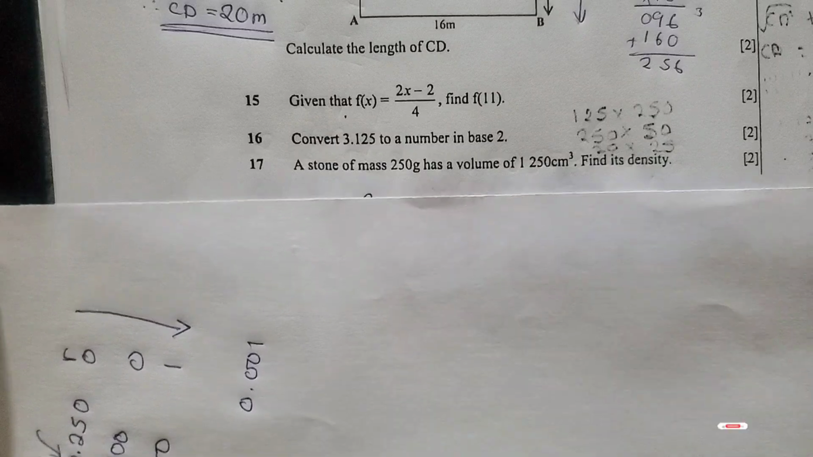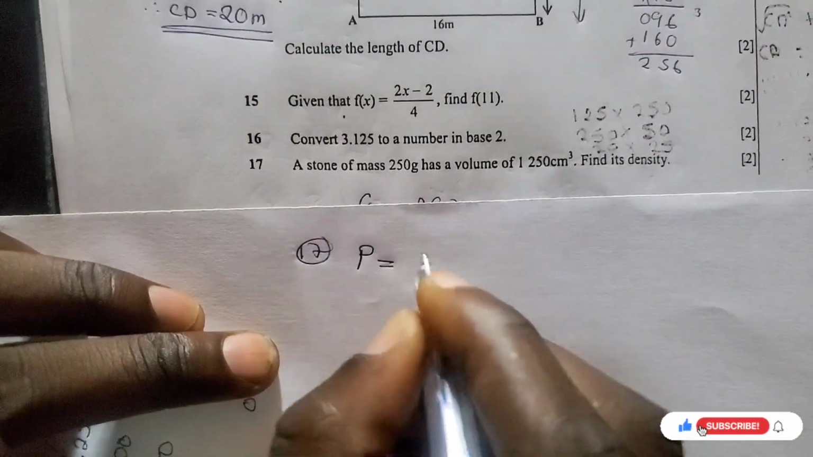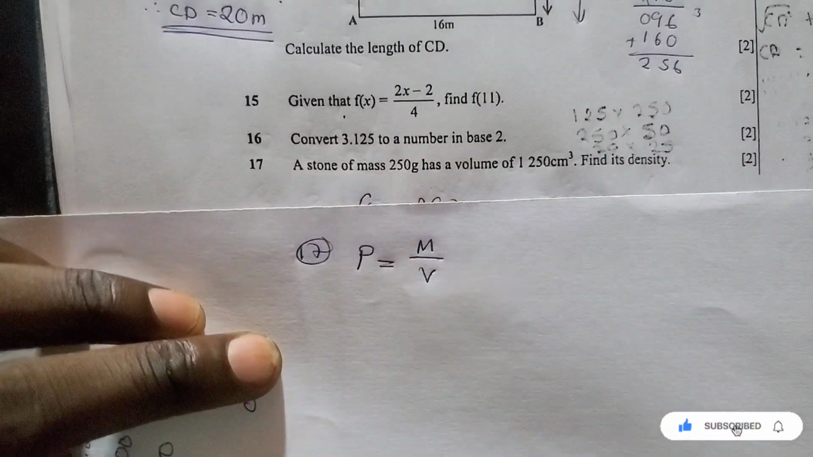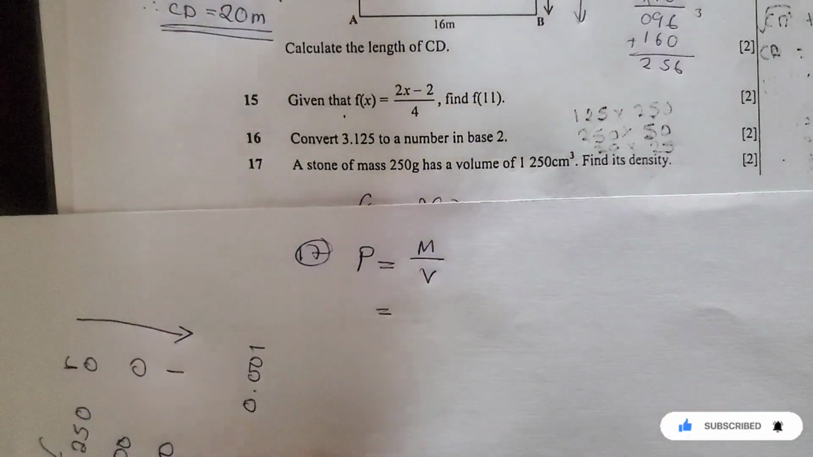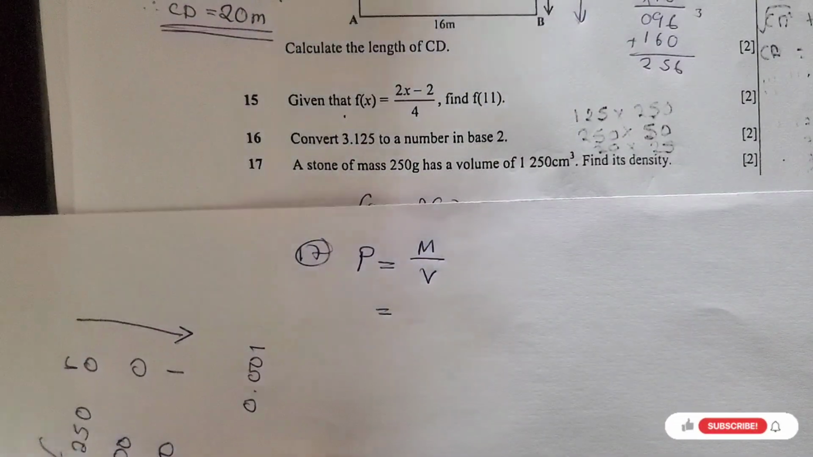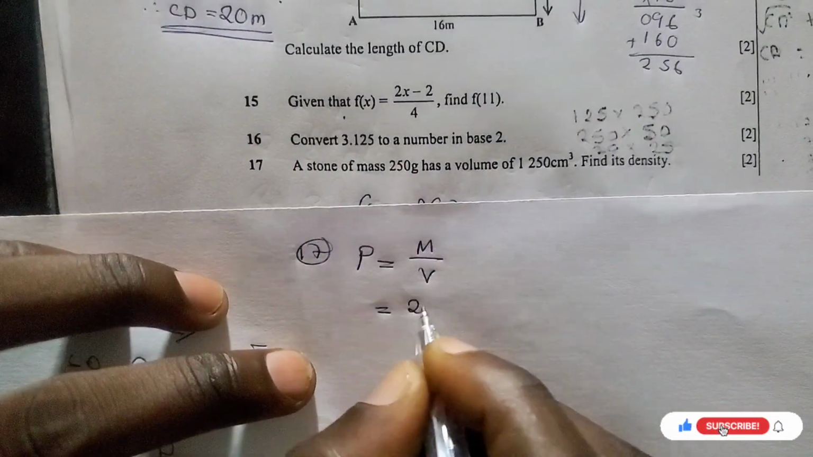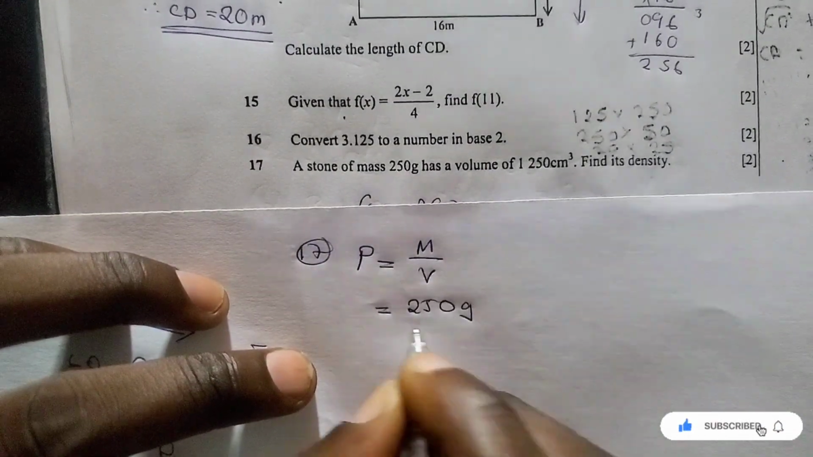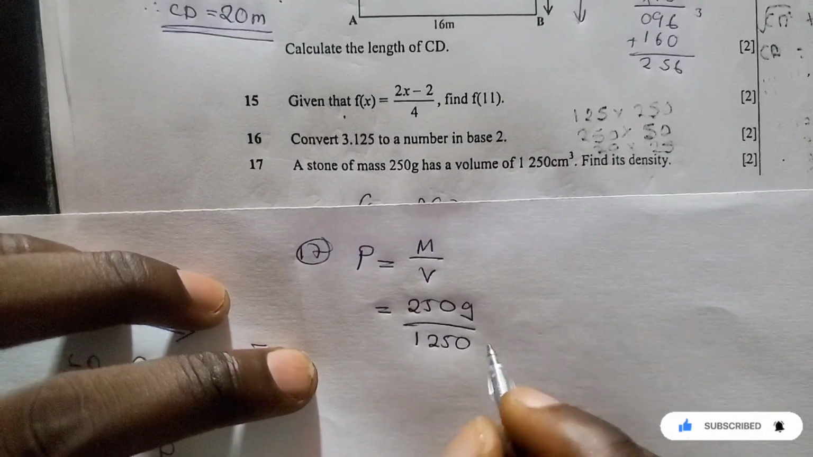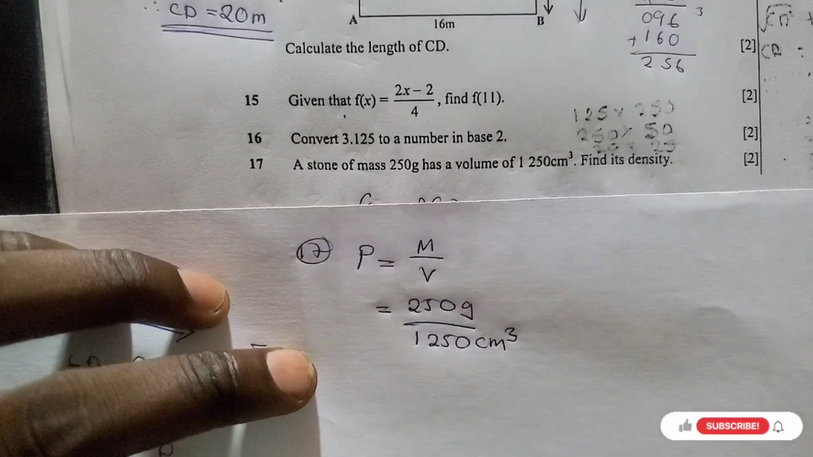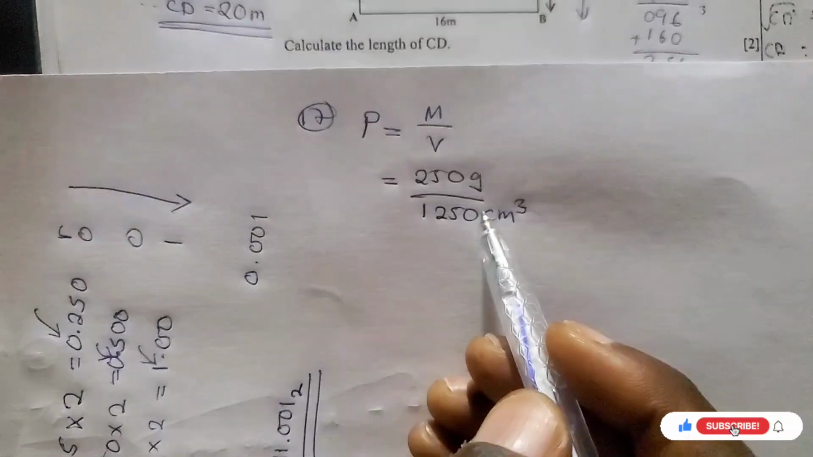Now, the formula for density, this is question 17. So density is equal to mass over what? Volume. Now, what is the mass given here? That is what is important. The mass given here is 250 grams. What is the volume? The volume given is 1250 cubic centimeters.